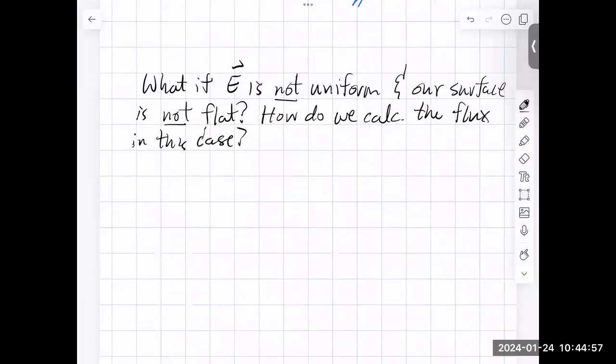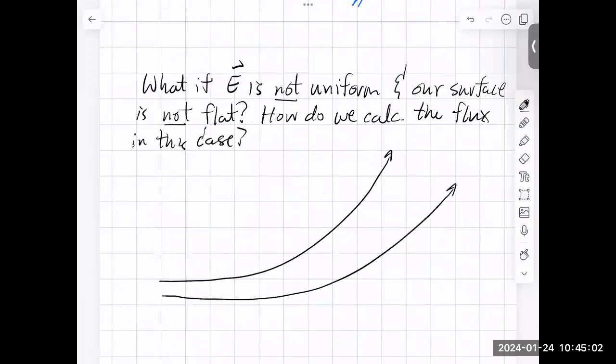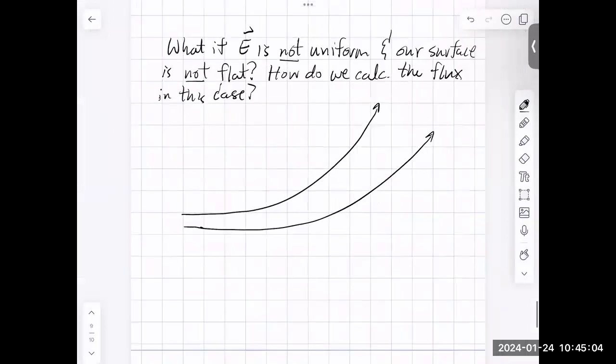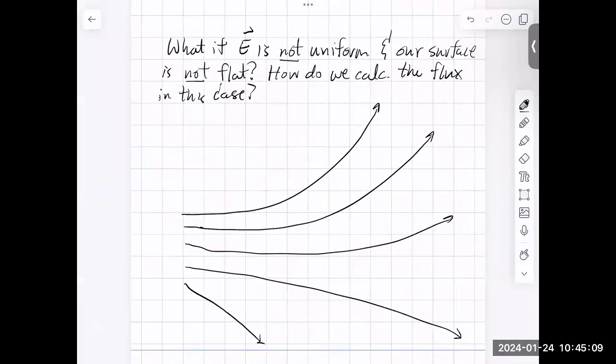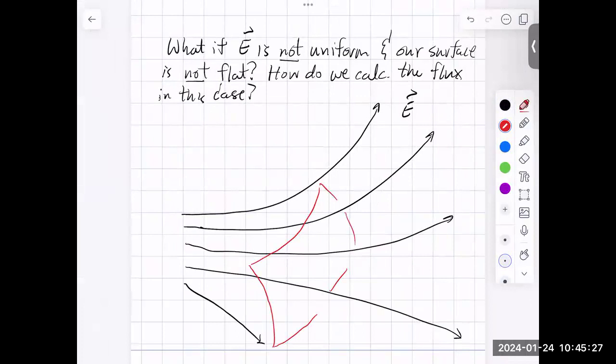So I'll make an electric field that is definitely not flat. Okay, whatever, something like that. So this is our electric field, and I'll try to draw a surface that's not flat either. It won't be perfect, but I'll do my best. And so it's something like that. So there's some curves to this surface, right? These are not flat edges.